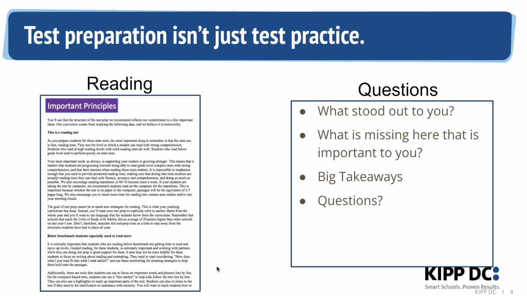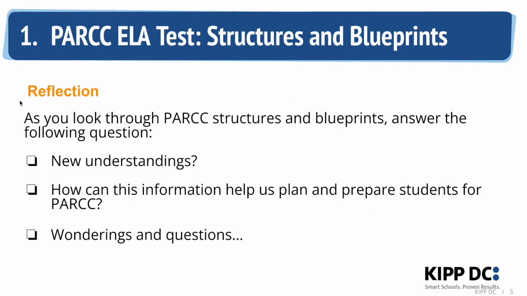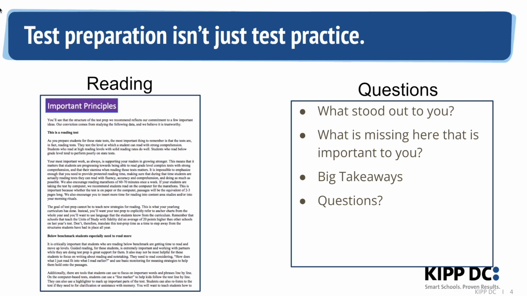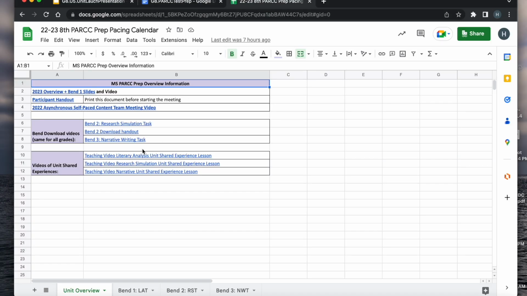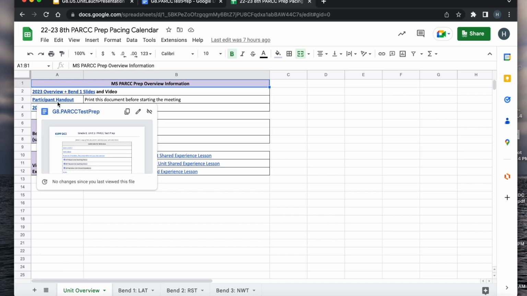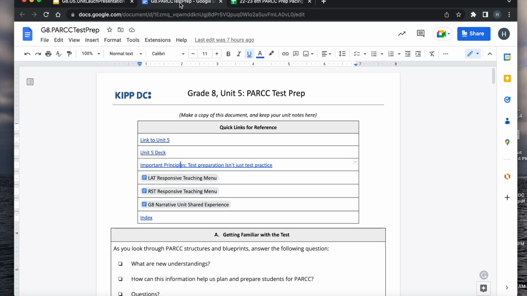Before we get started, let me show you where you can find the participant guide. If you go to the pacing calendar, you'll find the participant guide under Unit Overview. And it's called Participant Handout. Go ahead and click on this document. Once you're here, make a copy. Then you'll click on Important Principles. Test preparation isn't just test practice.